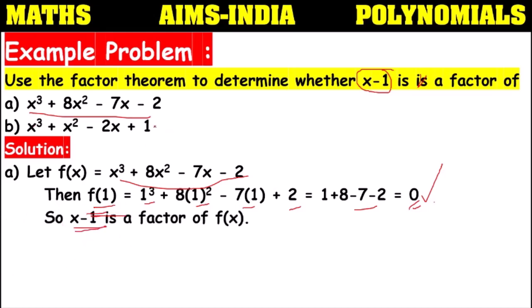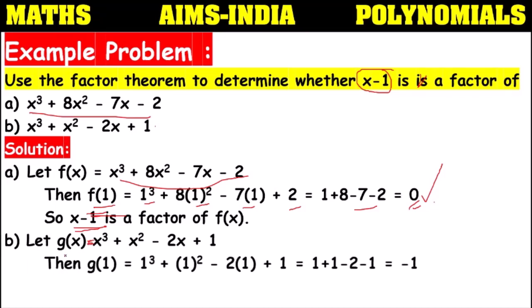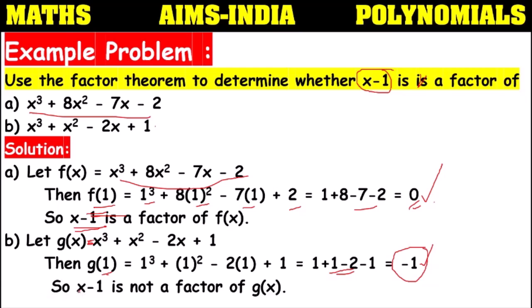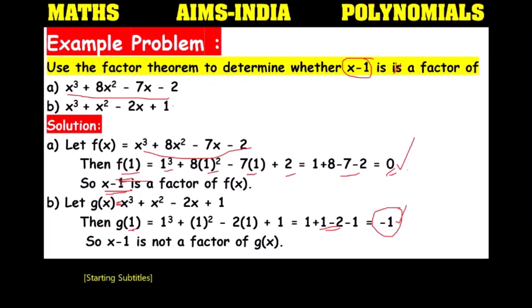Now the second example. Let's assume the second polynomial as g of x equal to. Let's keep 1 in the place of x everywhere in the polynomial. Then 1 cube, 1 square, 2 into 1, 1. After simplification, we have got the remainder minus 1. So as the remainder is not 0, we can tell that x minus 1 is not a factor of g of x.